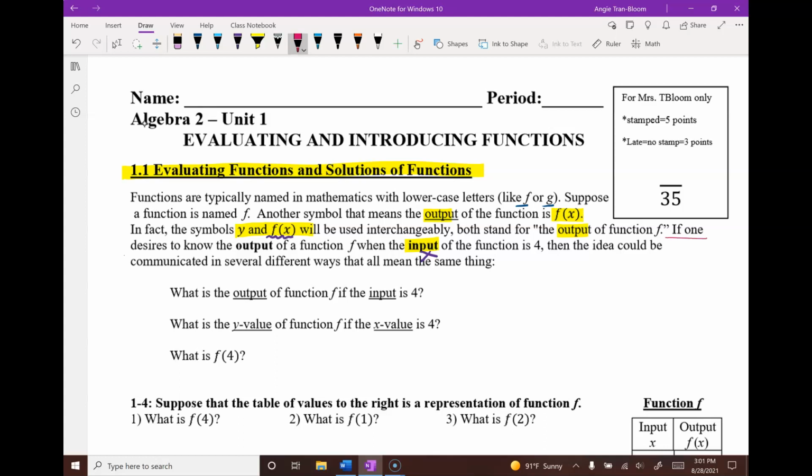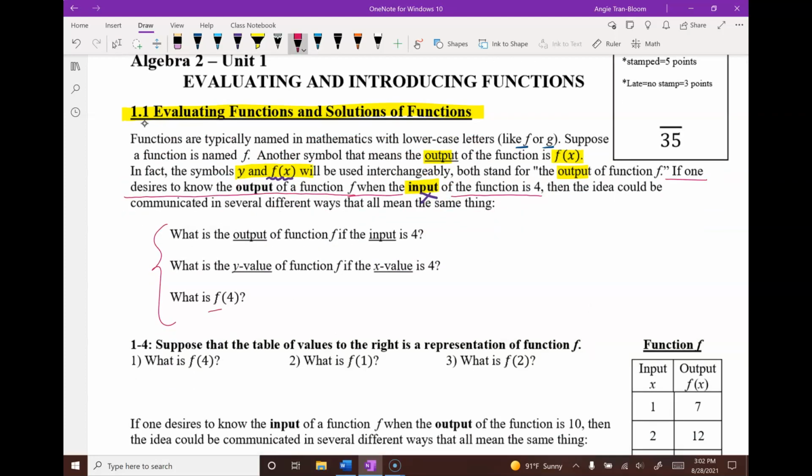If one desires to know the output of a function f when the input, which is x, of a function is 4, then the idea could be communicated in several different ways that all mean the same thing. What is the output of function f if the input is 4? Or, what is the y value of function f if the x value is 4? What is f of 4? As you can see, the first two ways are longer to communicate. In mathematics, if we say what is f of 4, it's just a lot quicker.